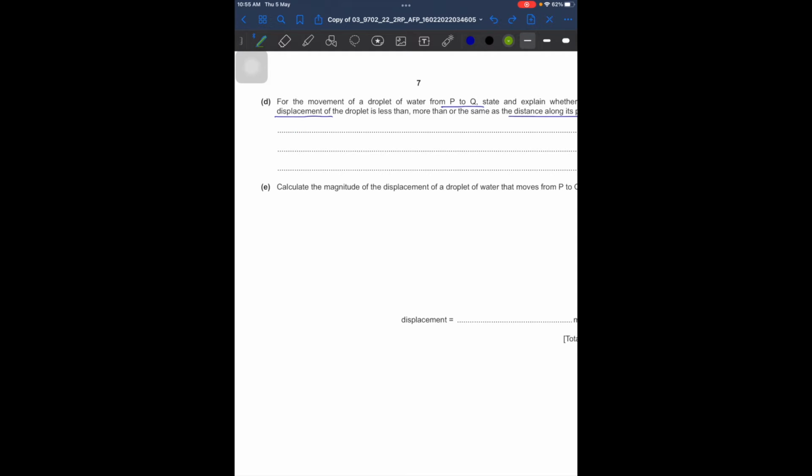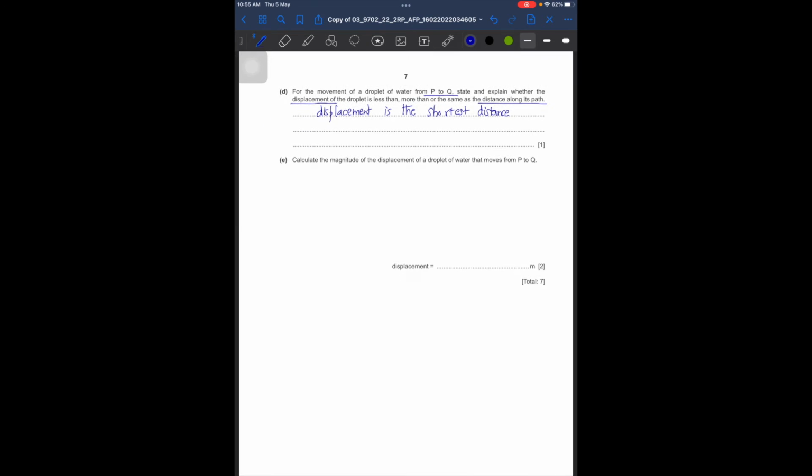Displacement is the shortest distance, or the minimum distance, as you wish to say, between P and Q. And it's only for 1 mark, so that should be enough. But if you wish, you can go ahead and write: in this case, the path of the droplet is curved, therefore its distance will be more than the displacement. But there is no need for that. It's only 1 mark, so we can stop here.